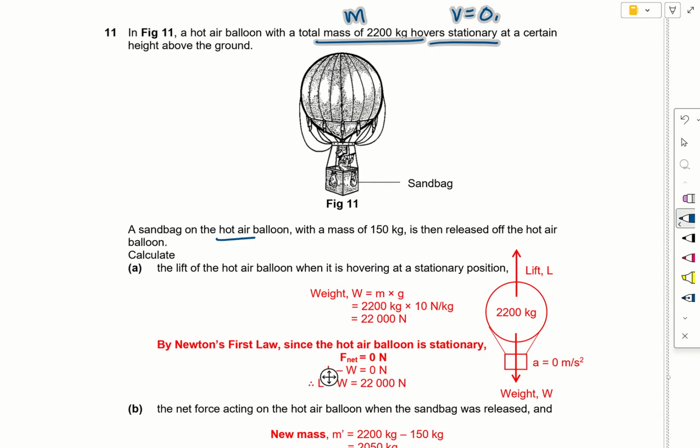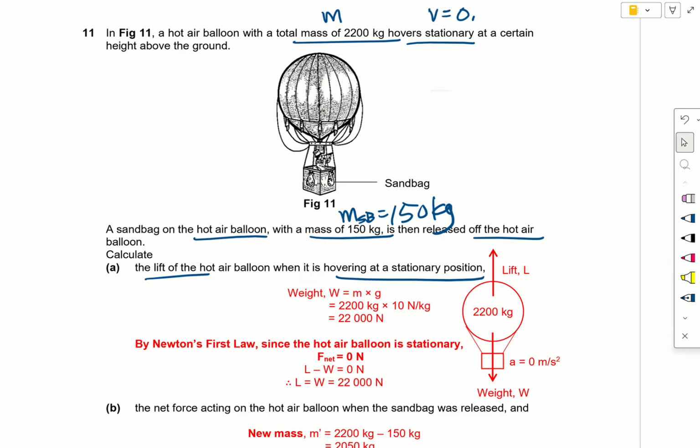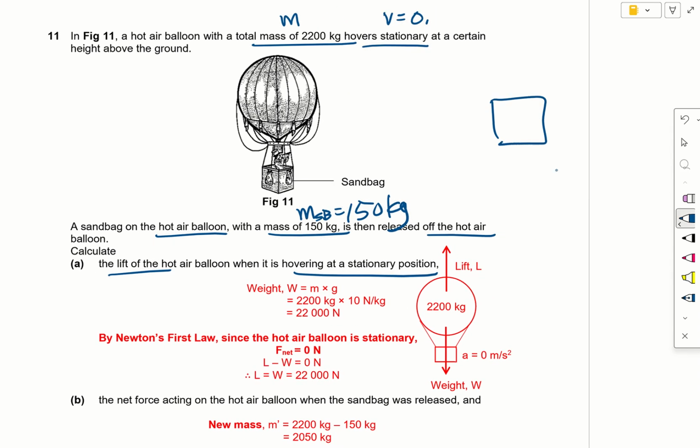A sandbag on the hot air balloon with a mass of 150 kg. So this hot air balloon has a few sandbags. Then one of the sandbags has a mass of, I put M as B, sandbag is 150 kg. It is then released off the hot air balloon. Calculate the lift of the hot air balloon when it's hovering at a stationary position. So draw your free body diagram.